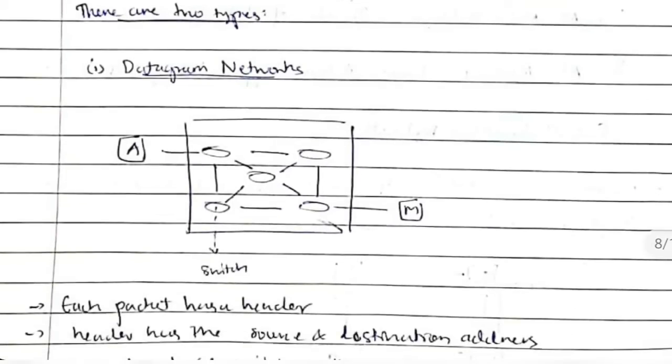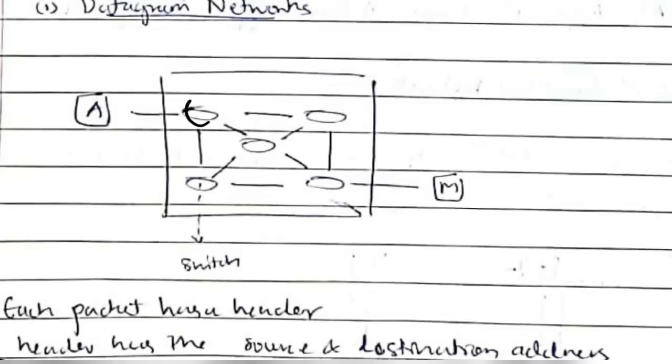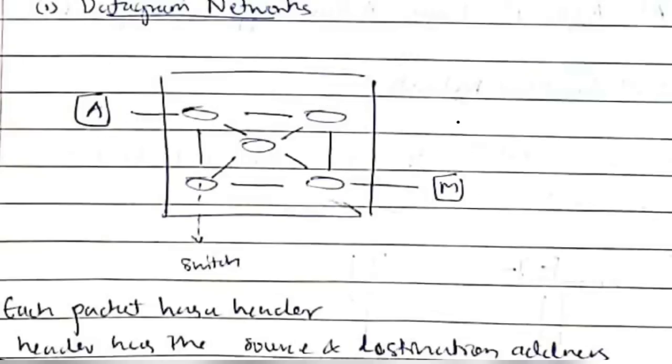There are two types. First one is datagram networks. In datagram networks, these will be the switches, which have connections with each other, and this is the source and this is the destination. When a packet is sent, it has the source address and the destination address. Suppose this is the packet, with source, destination, and the message. This will be sent to packet switch 1, and switch 1 will send to switch 2, and then to 3, and then finally to the destination.